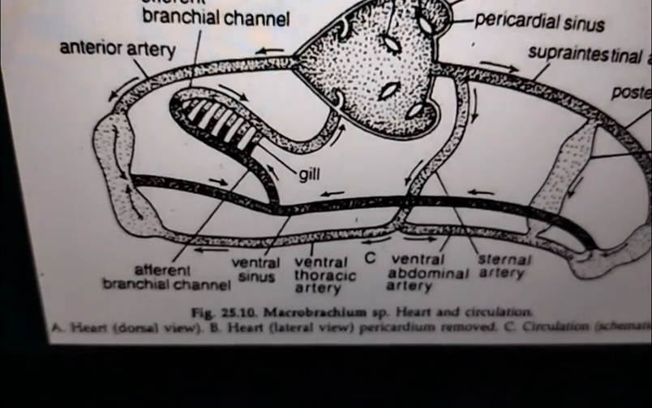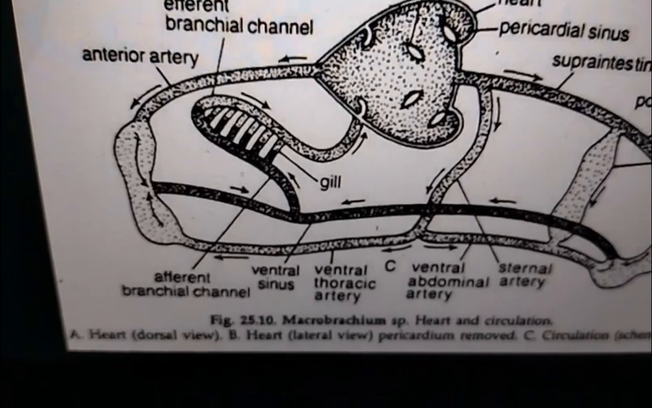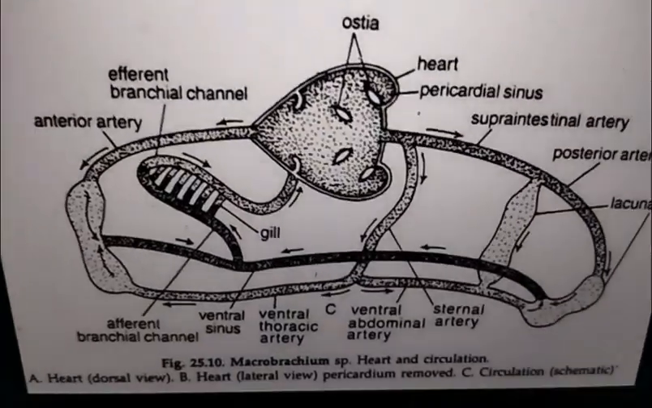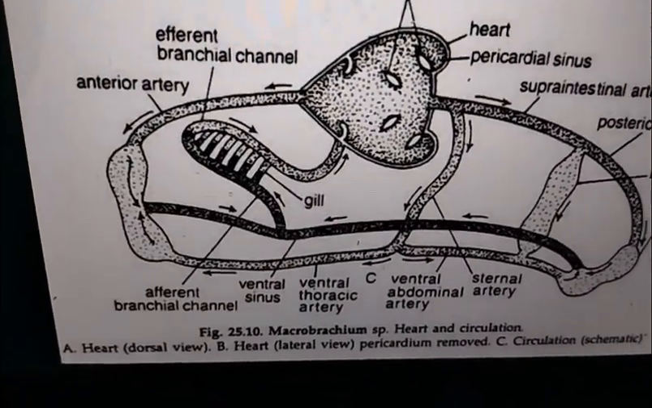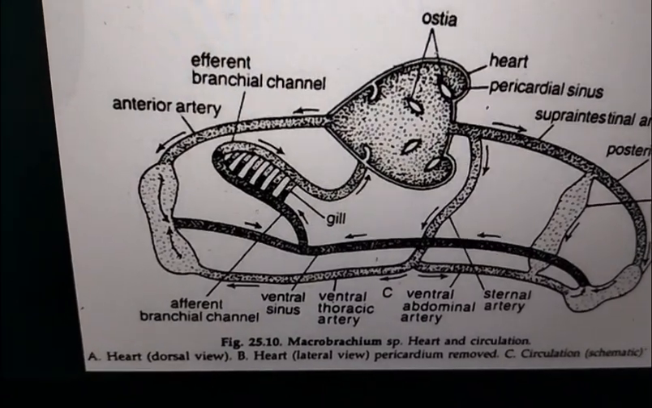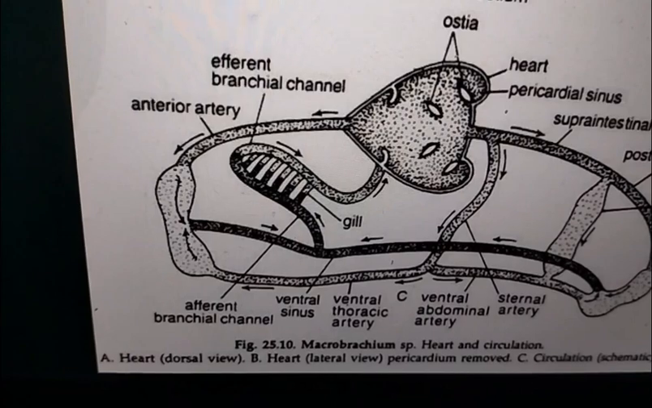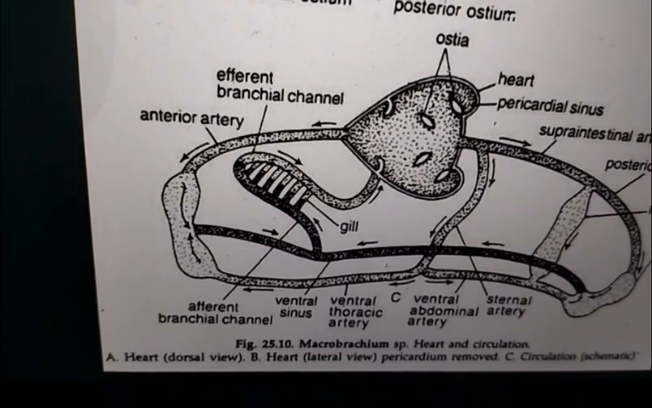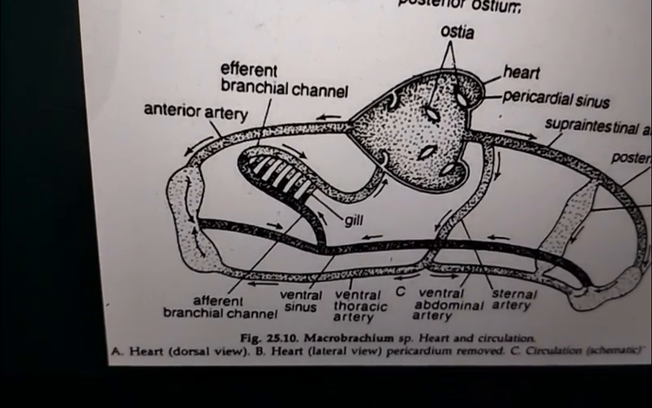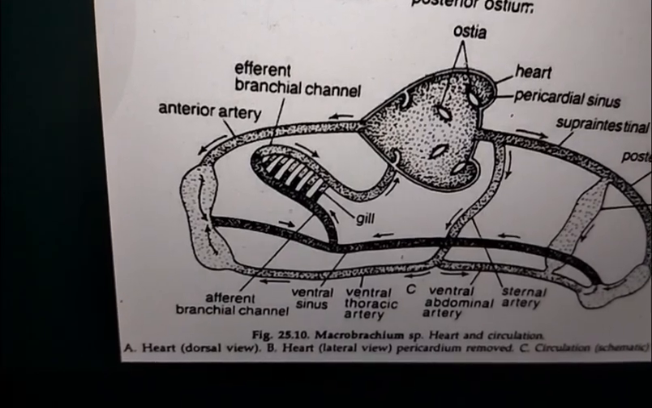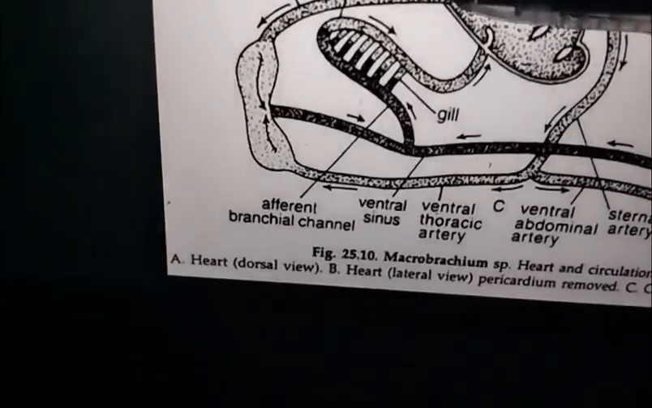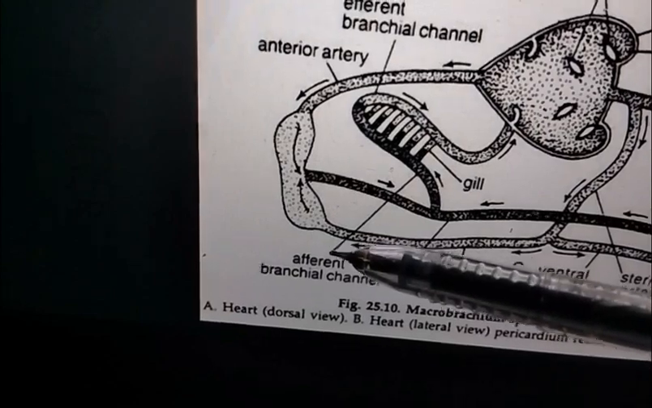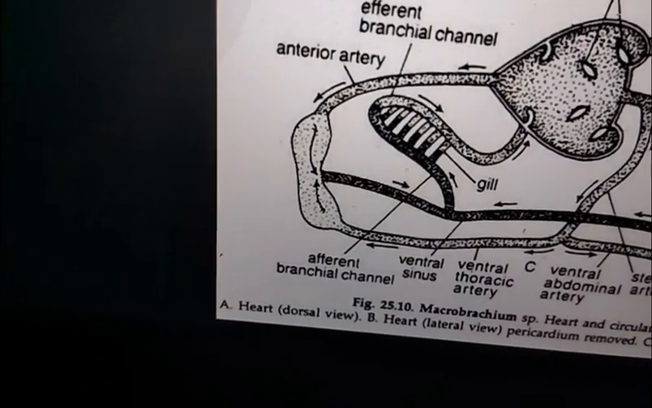Then let us go to blood sinuses. The blood reaches the spaces through these blood sinuses. And you can see blood channels, the fifth part of the circulatory system. It has six pairs of afferent branchial channels and six pairs of efferent branchial channels. This is called blood channels.